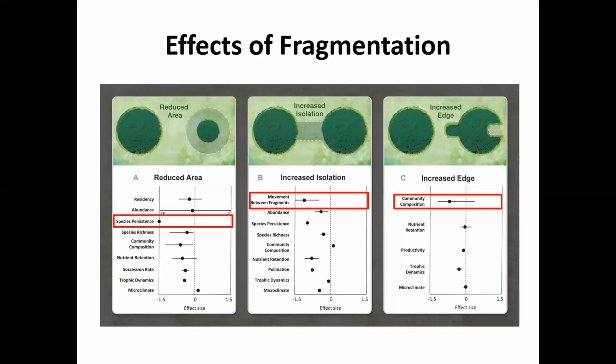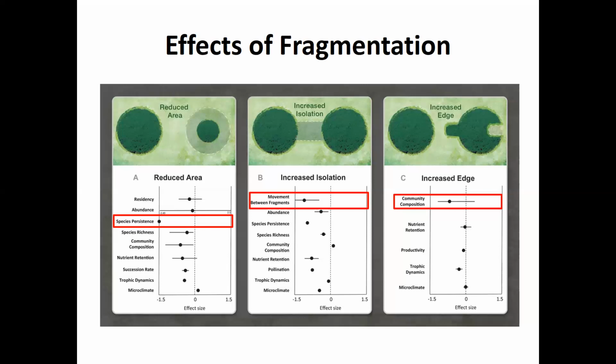Finally, the third impact is that there's increased edge. Okay, we're going to talk about this a little bit more in the next slide, but increased edge is the area of a habitat patch that is in contact with the low quality matrix surrounding it, right? And so edge habitats are generally not the same quality as that interior habitat that's not as disturbed, right?